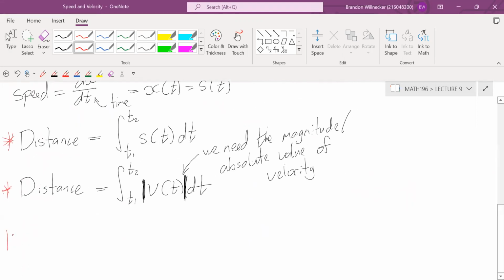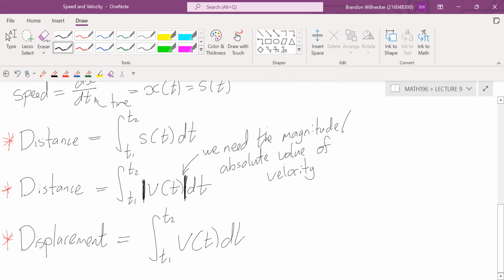Okay, and then the last thing that we need to know for this is displacement. Remember what I said displacement was: that is your final position minus your initial position. In that case, we need to use the velocity, because remember the velocity gives us the direction. So which way are we going? If we want to know the displacement, we need to integrate from t1 to t2 of just the velocity, because displacement can be negative.